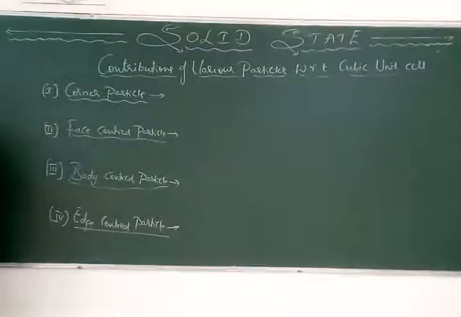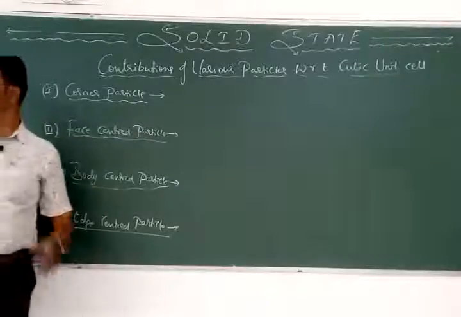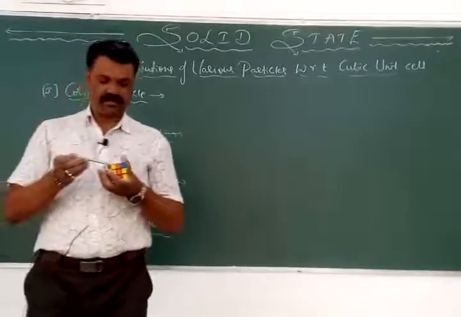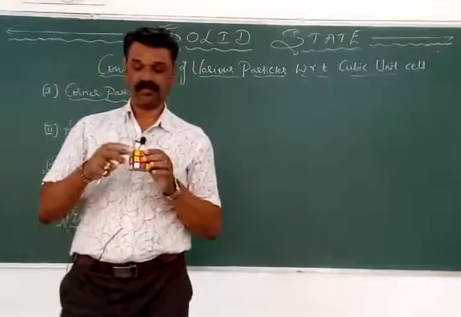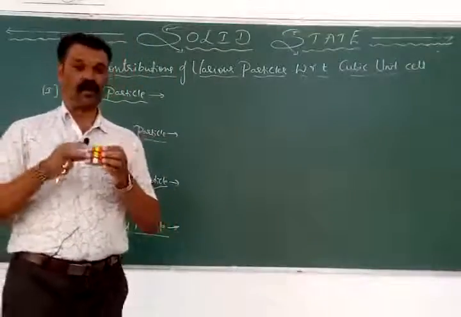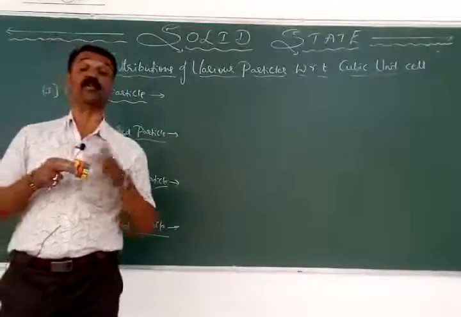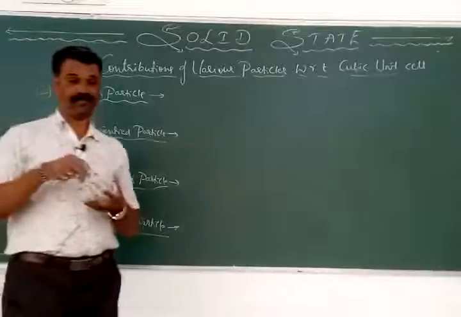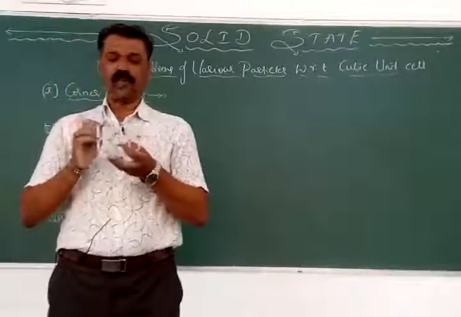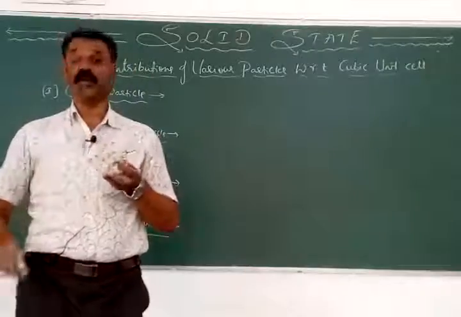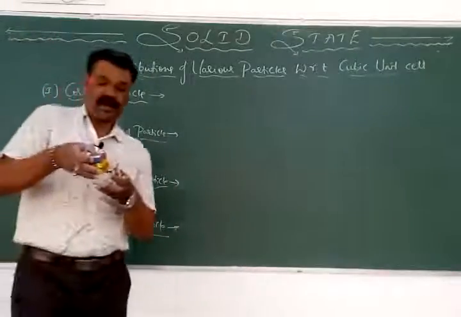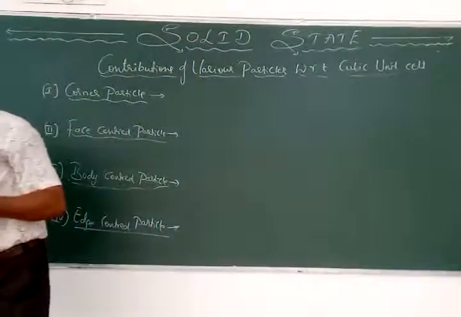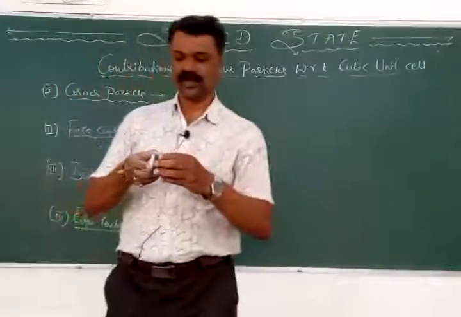So here, assume that this is a corner particle. Here we are having the cube. Indirectly we are not saying that it is a cube, it is a unit cell. Okay, so I will show that in this form. Assume that this is one of the cubes at the center. This cube is surrounded by others. Suppose if I put another cube like this.